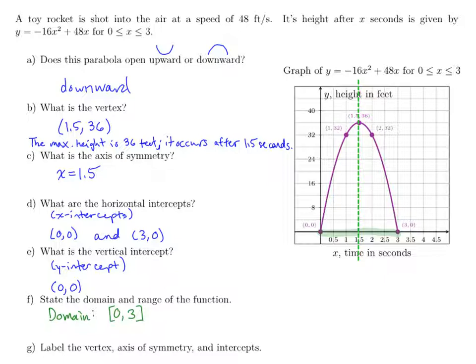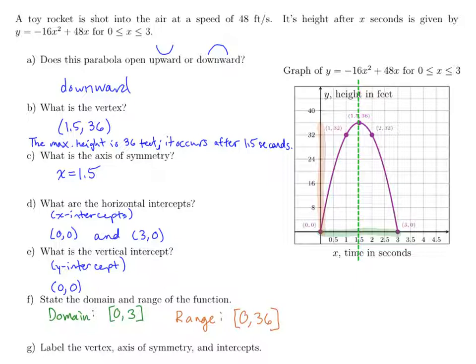Looking at the range now, I'm going to look for all possible y values. I see that the smallest y value is 0, and then it goes all the way up to 36, and it includes both 0 and 36. So for the range, I have all values between 0 and 36, so I write [0, 36]. Because I include 0, I'll put a square bracket there, and because I include 36, I'll put a square bracket there as well.